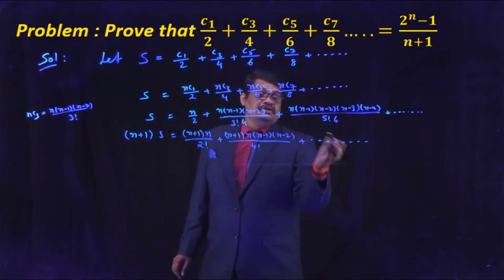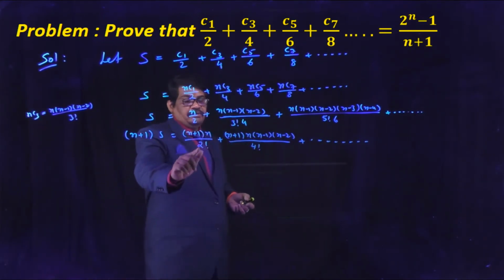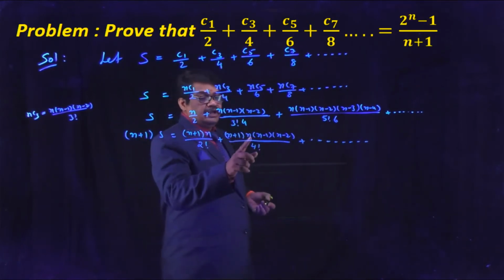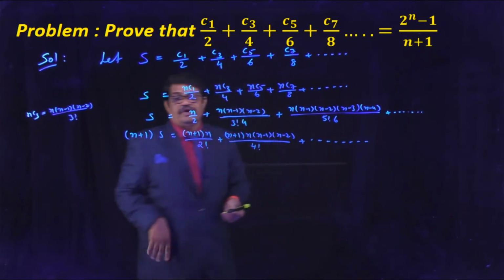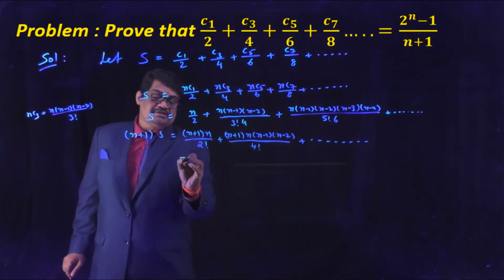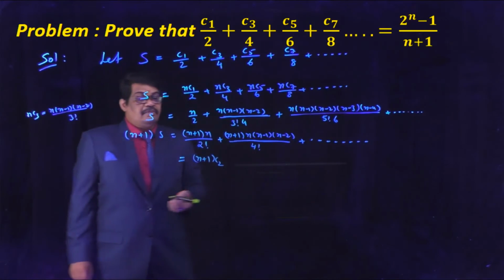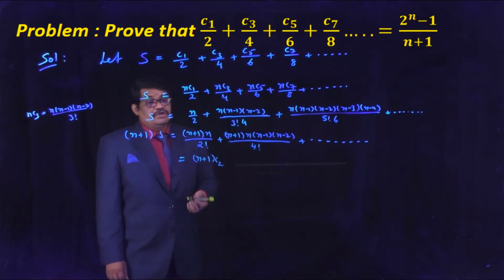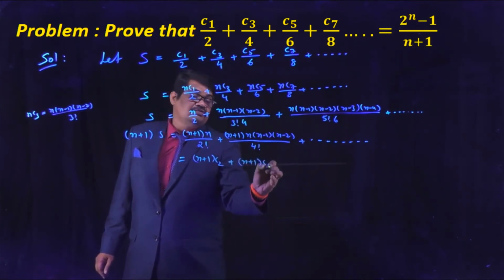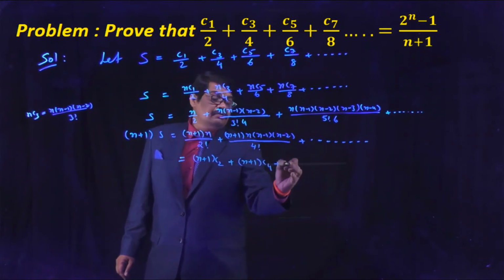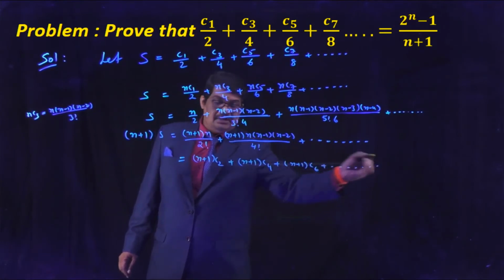Now we write it like this. Here n plus 1 into n by 2 factorial. Here n plus 1, n minus 1, n minus 2, numerator 4 terms, in denominator 4 factorial. These can be written as n plus 1 C2. This n plus 1 into n by 2 factorial can be written as n plus 1 C2 plus this can be written as n plus 1 C4 and so on. Next term is n plus 1 C6. These are the terms.